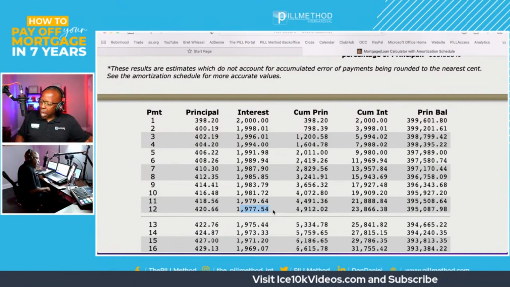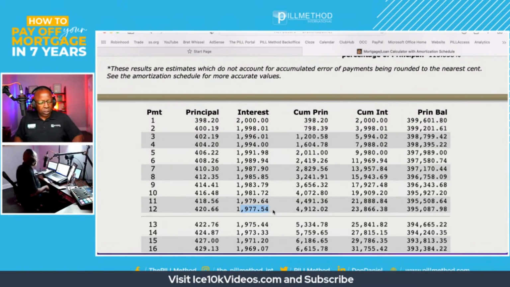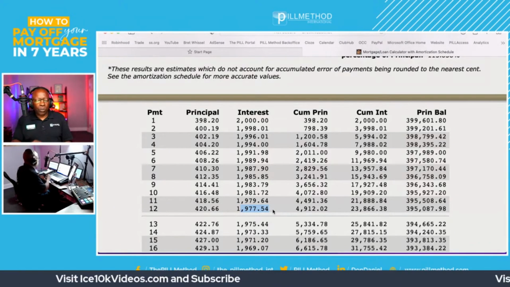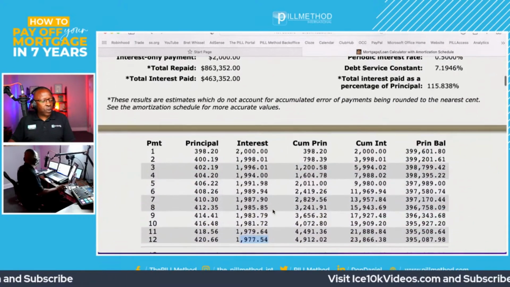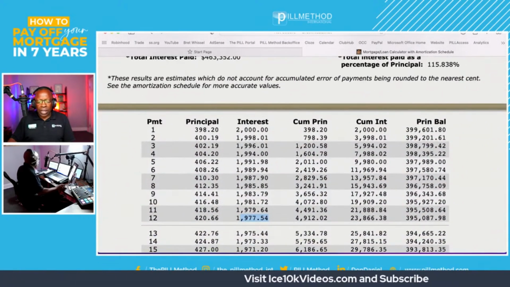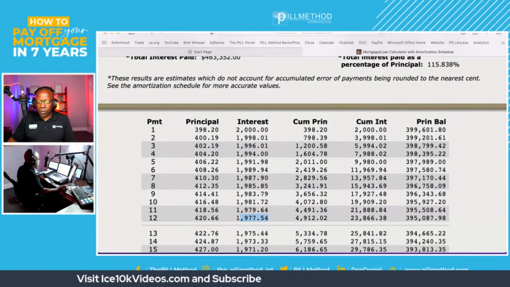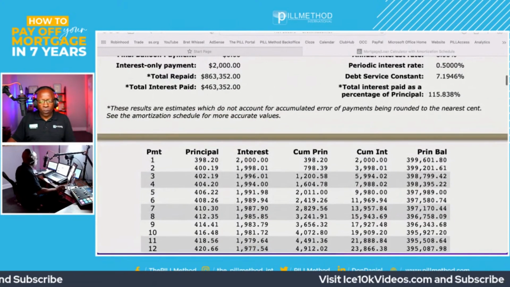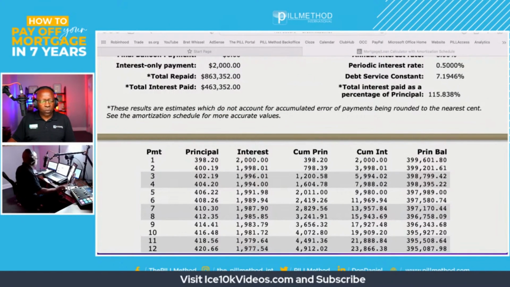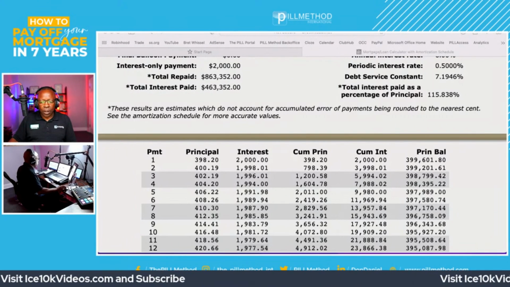Oh my goodness. And folks, by the time we're through with this, the bank wants $463,000 in interest. $463,000 in interest they want on this loan. What if we can walk in and say, we don't want to give you $463,352. We don't want to give you that.